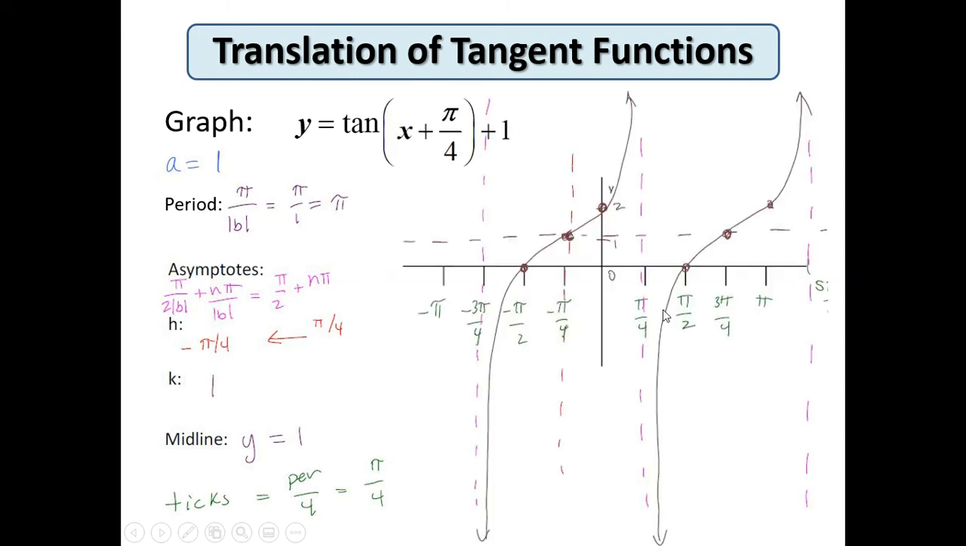So let's draw this. So what do we have? My amplitude is 1. My midline is y equals 1. So my a is going to be at 2 and 0. I have to shift this entire thing over pi over 4, so it's pi over 4 to the left. My asymptotes were originally at pi over 2, but now I have to shift over to the left by pi over 4. So my asymptotes are here at pi over 4, and then plus pi would be 5 pi over 4.